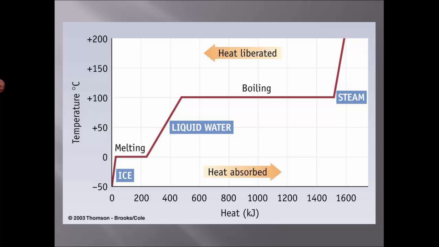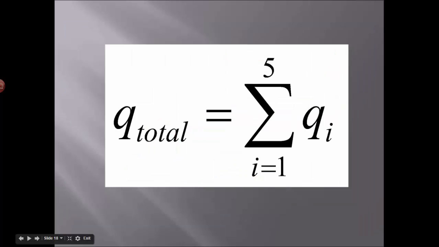3 of them, the ones that are within a phase, the first one, the third one, and the 5th one, are all done with the traditional Q equals M times Cp times delta T. 2 of them, the ones that occur on the horizontals here, the phase change, are going to be done by multiplying the number of moles of substance times the heat of fusion for melting or the heat of vaporization for boiling. So if you want to be real fancy about it, you can use this equation. Q total is equal to the sum, for i equals 1 to 5, there are 5 different things, the sum of the Q values for i.